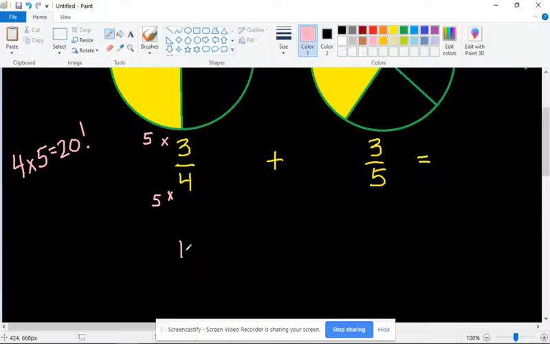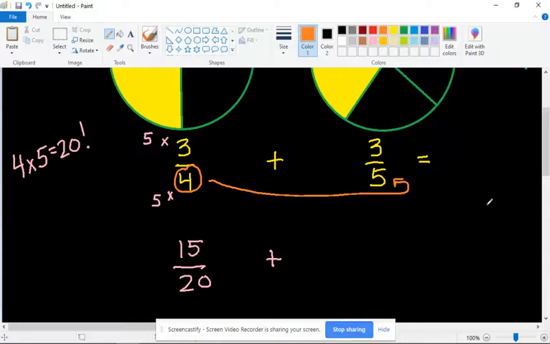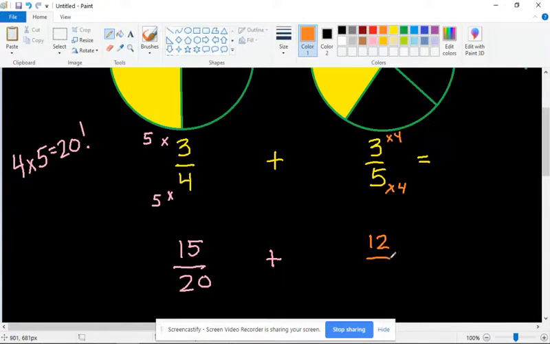We'll write it down below here: 15/20. Put your plus sign. Then you're going to take this 4 right here and multiply it over here. 5 times 4, 3 times 4. That's going to give you a new fraction of 12/20.